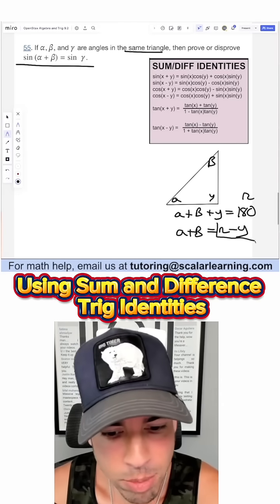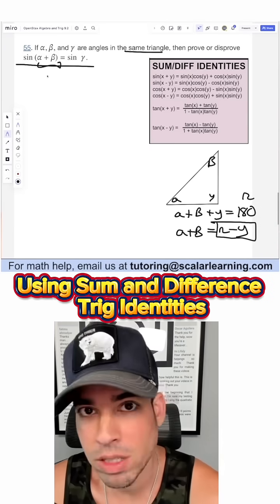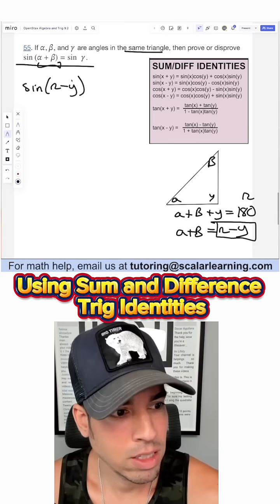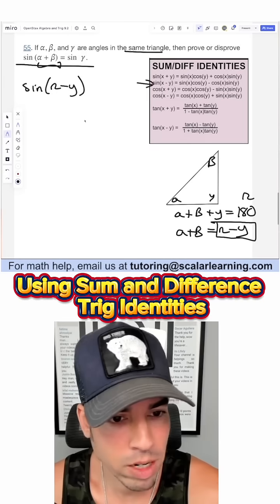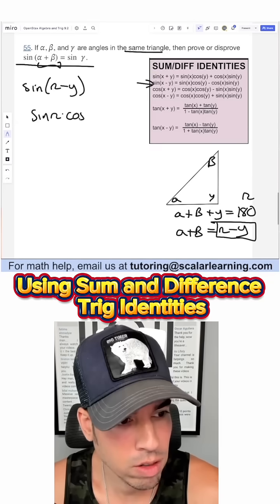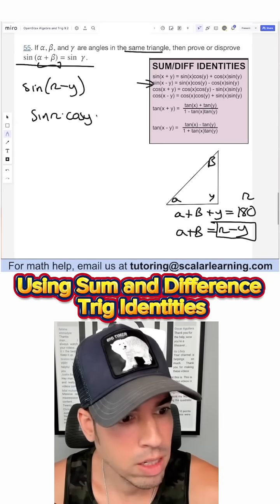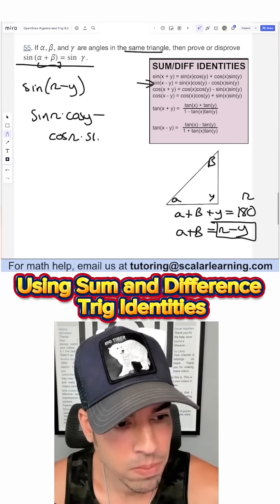Okay, now let's see where we can get with this fact. I should be able to substitute this in for a plus b. So let's try that now, because we already established that those are equivalent. Now let's expand this using our difference formula right here for sine. So it's sine of the first argument times cosine of the second argument, minus cosine of the first argument times sine of the second argument.